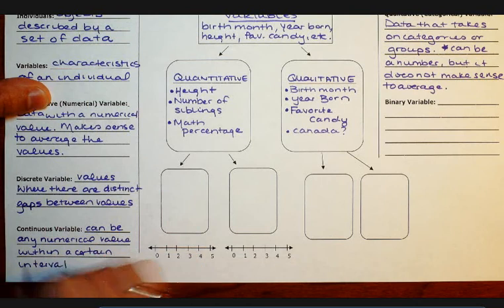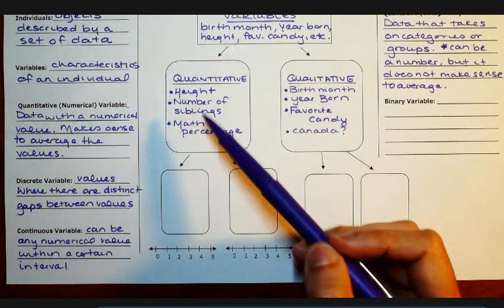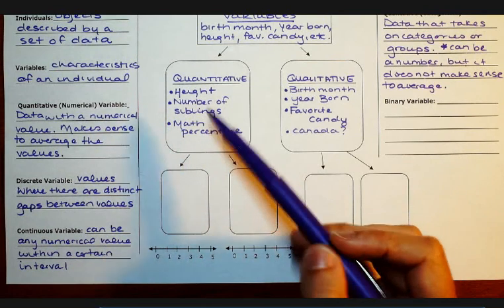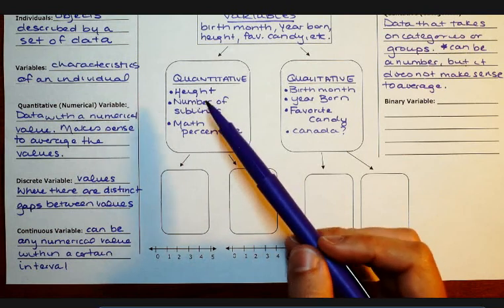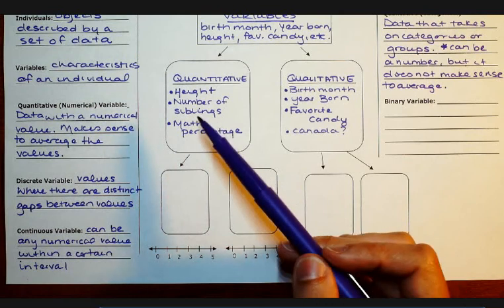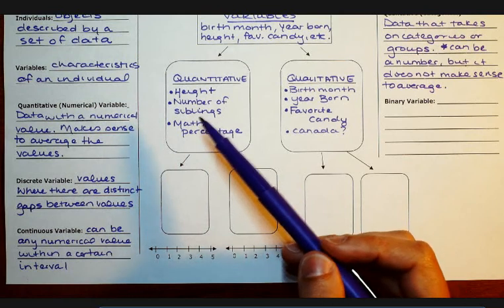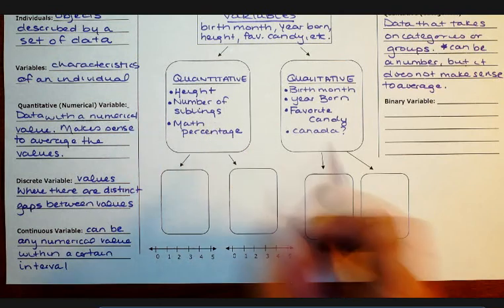So if we go back and look at our list of quantitative variables, we've got our height, we've got number of siblings, we've got math percentage. So if we talk about height, you could be any height in a certain range of values. So for example, I could be 65.125 inches, or my best friend could be 63.3321 inches. So height could be any possible number within a certain range, and therefore we would consider that to be continuous.